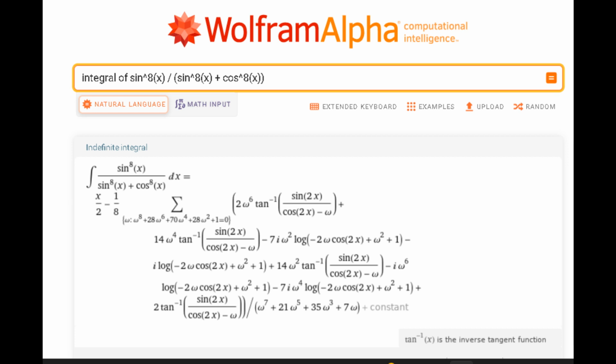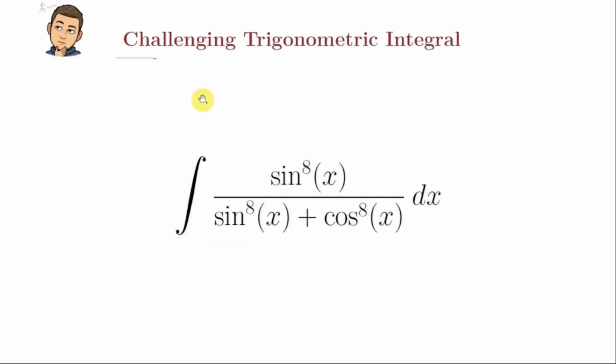Okay, welcome back. This time we will solve this trigonometric integral of sine power of 8 x over sine power of 8 plus cosine power of 8. As you can see here, Wolfram Alpha solves it for us, but the solution is very complicated. As you will see later in this video, we can find a much simpler solution. This is a challenging trigonometric integral because it is not easy to solve.